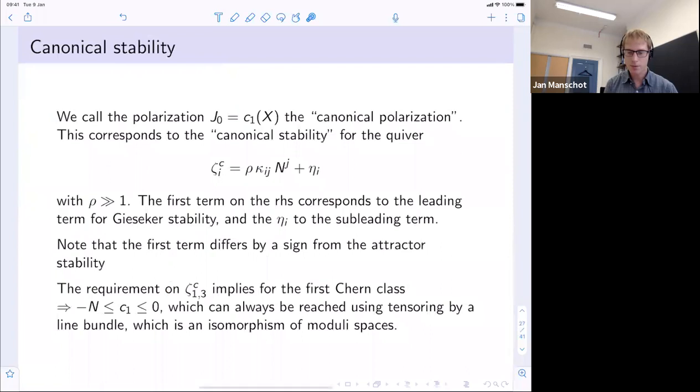Another requirement is the ordering of these stability parameters for zeta 1 and 3, which, since the zetas depend on the dimension vector and therefore on the Chern character, restricts the choice of c1 to this window for P2, namely this line between minus 1 and 0, which can always be reached using the isomorphism given by tensoring with a line bundle. If you don't take this identification into account, on the quiver side you would not find perfect agreement. But on the sheaf side you can always use this isomorphism, so you can always consider bundles in this window.